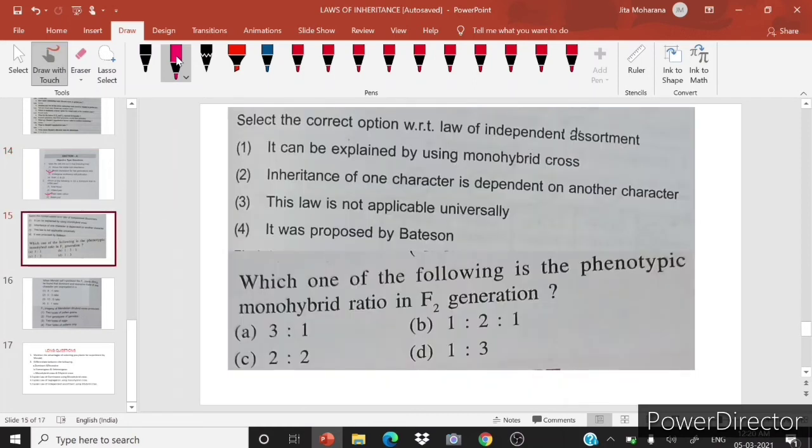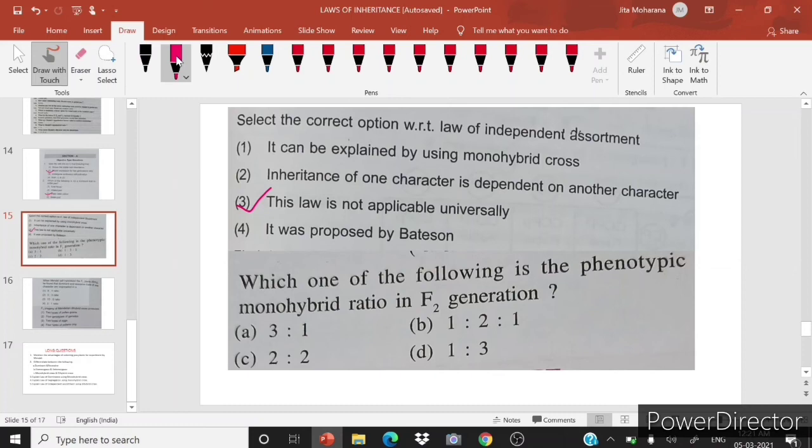Then come to the next question. Select the correct option with respect to the law of independent assortment. It can be explained by using monohybrid cross. Inheritance of one character is dependent on another character. This law is not applicable universally. It was proposed by Bateson. So the right option is this law is not applicable universally. That is option number 3.